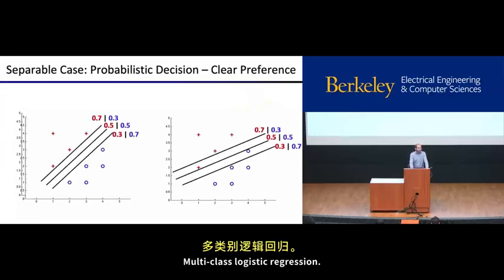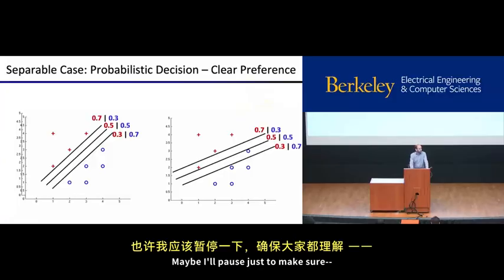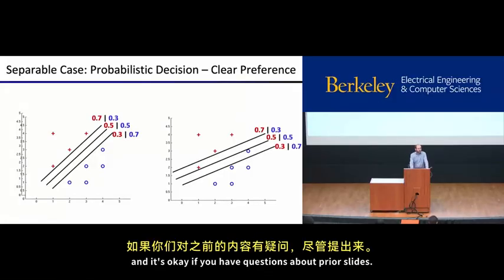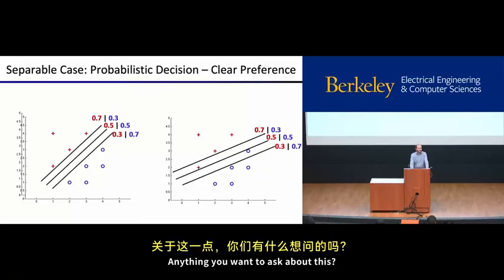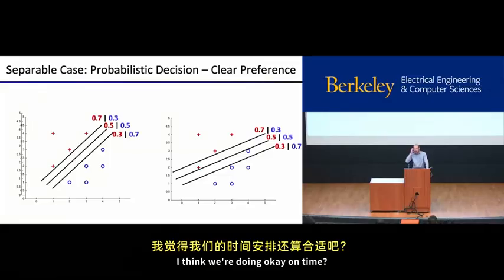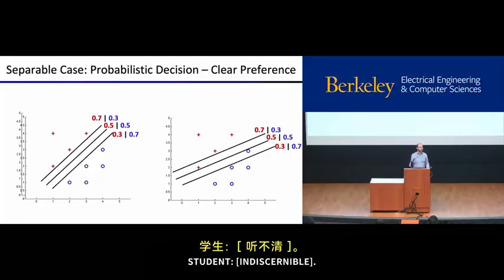Okay. Multi-class logistic regression. Maybe I'll pause just to make sure. And it's okay if you have questions about prior slides. Anything you want to ask about this? Anything you want me to go over again? I think we're doing okay on time. Yeah.